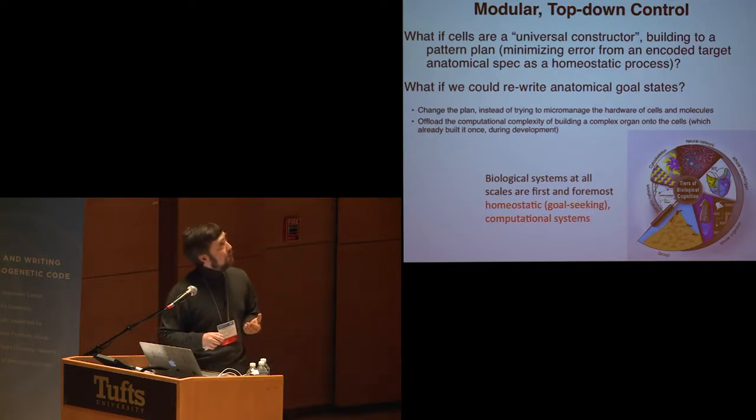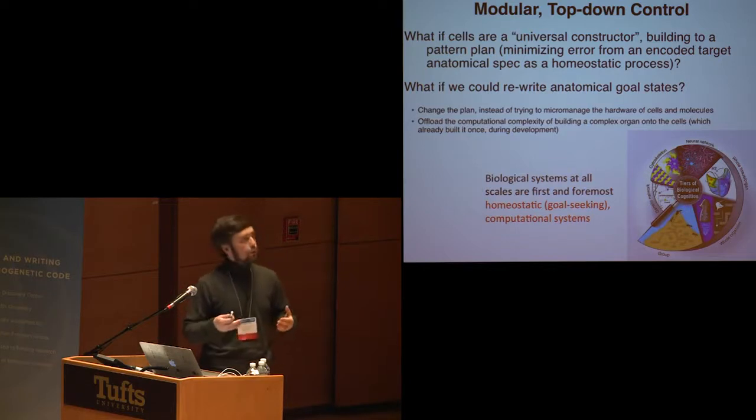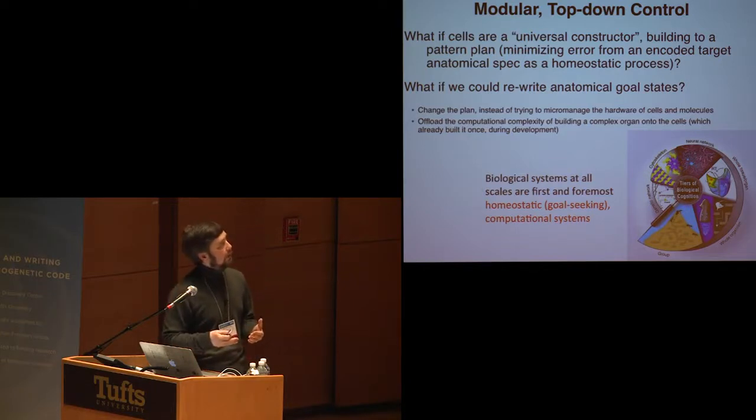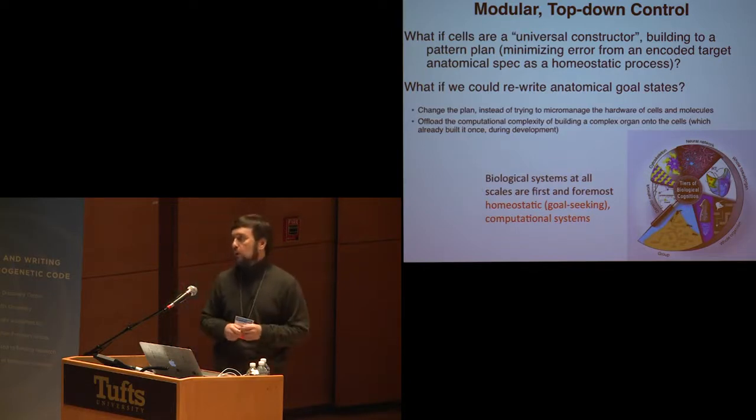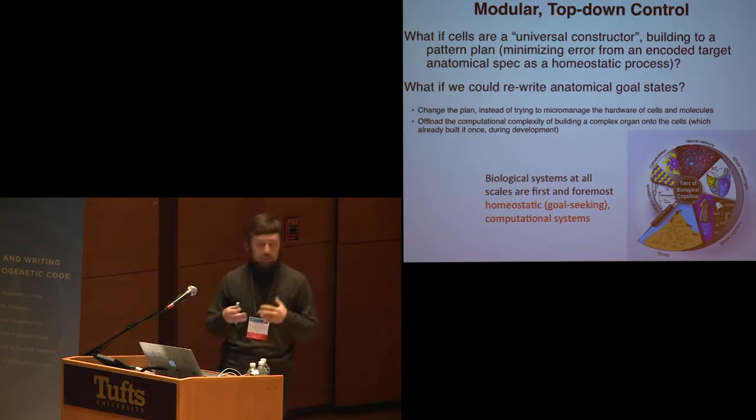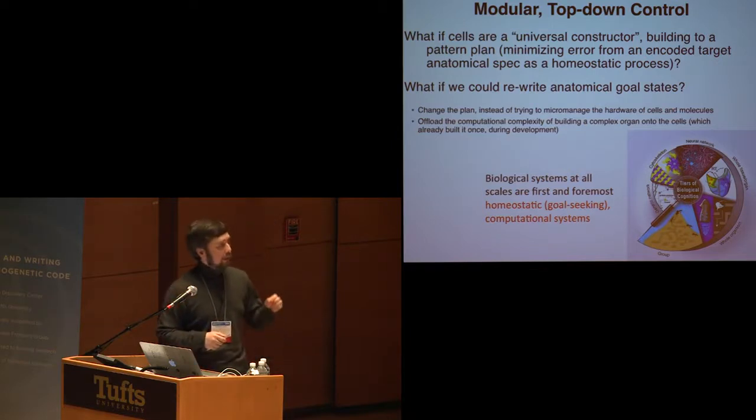And that perhaps maybe a good strategy would be to rewrite the goal state and let the cells build to the spec, instead of trying to directly micromanage the cell activities. Basically offload the computational complexity of something like building a limb or some other complex structure by, rather than trying to micromanage the individual cells, figure out how the goal state is encoded and rewrite that.